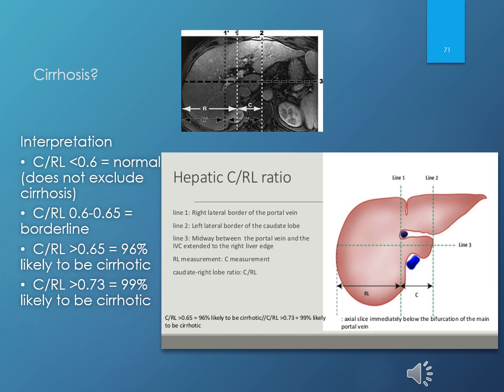So one way that radiologists can help determine if a liver has become cirrhotic is they can use this hepatic caudate lobe to right lobe ratio. They do these measurements here to get the measurement for the caudate lobe and the measurement for the right lobe. If that ratio is greater than 0.65, then that liver is likely to be cirrhotic. So again, that caudate lobe, at least in ratio, is going to be getting bigger than that right lobe of the liver in cirrhosis.